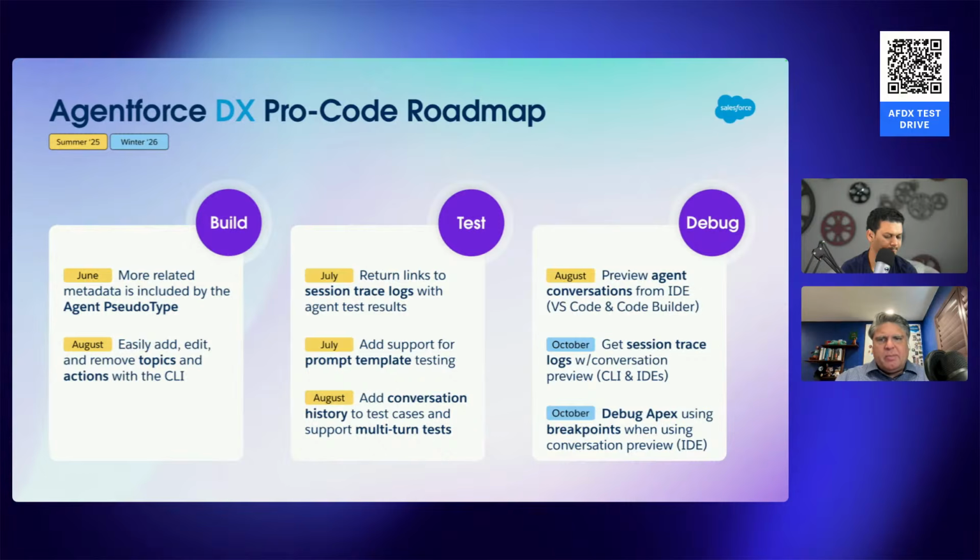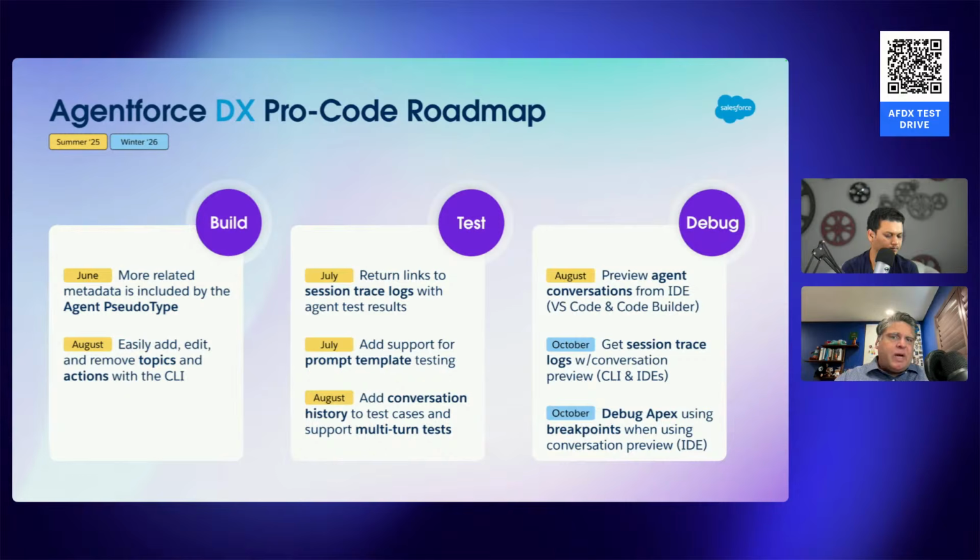from a test. We're adding support for prompt template testing, and adding the ability to have agent tests that are more complex with conversation history, and even having multi-turn tests. So a lot of cool stuff coming for agent tests.